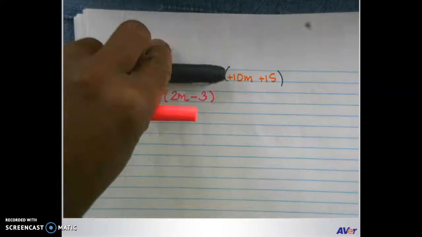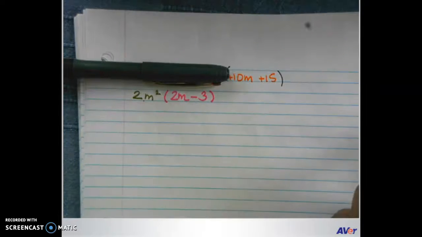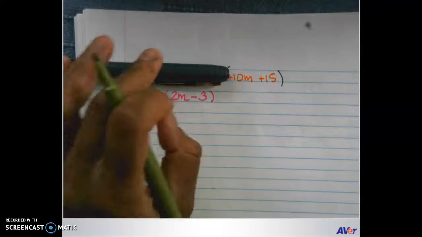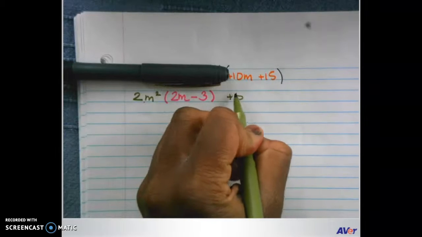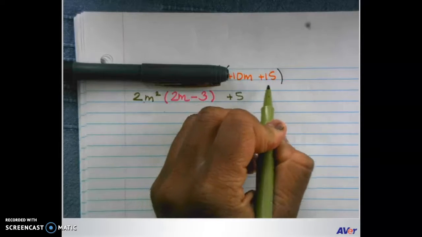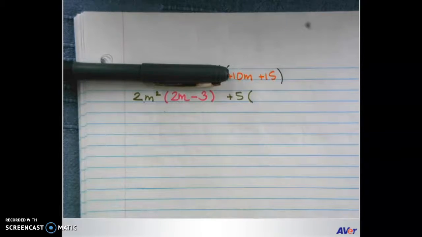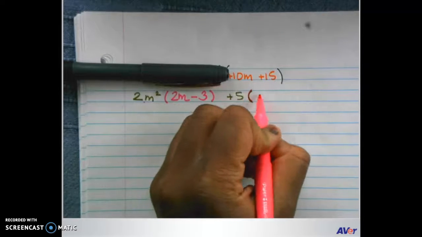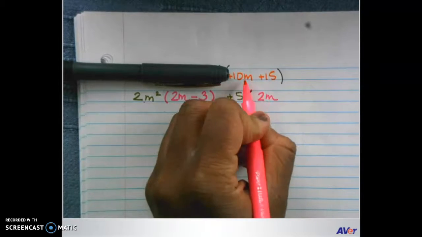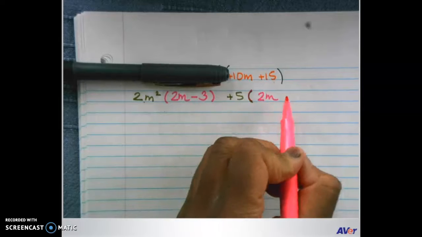Okay, now for the next pair. I'm looking at these two terms, the 10m and the 15, and they both have a 5 in common, a positive 5, and nothing else. So my leftovers will go into parentheses. 10 divided by 5 is 2. I still have an m there. 15 divided by 5 is 3.